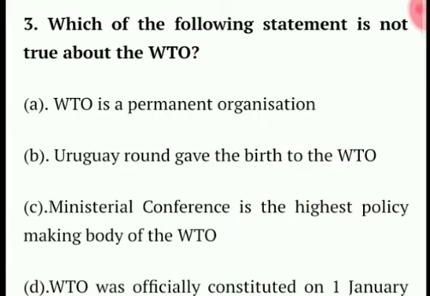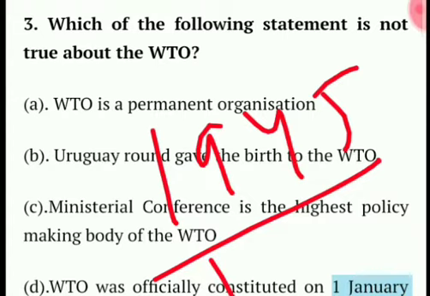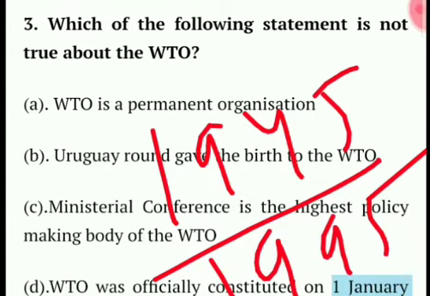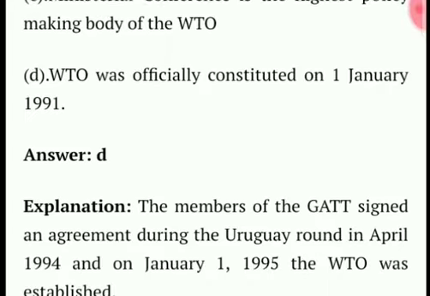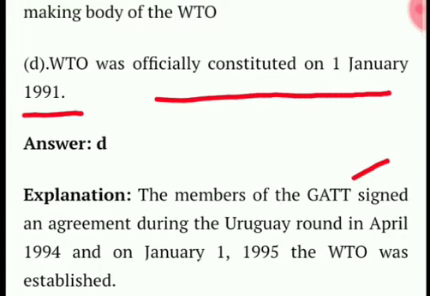Exactly after 50 years, IMF and World Bank were established in 1945, and just after half a century, that is 1995, WTO was established. So D is wrong. It was not officially constituted on 1st January 1991. The members of GATT signed an agreement. GATT was just an agreement, but WTO is an organization. During the Uruguay Round in April 1994, all the members of GATT signed an agreement, and on 1st January 1995 the WTO was established.